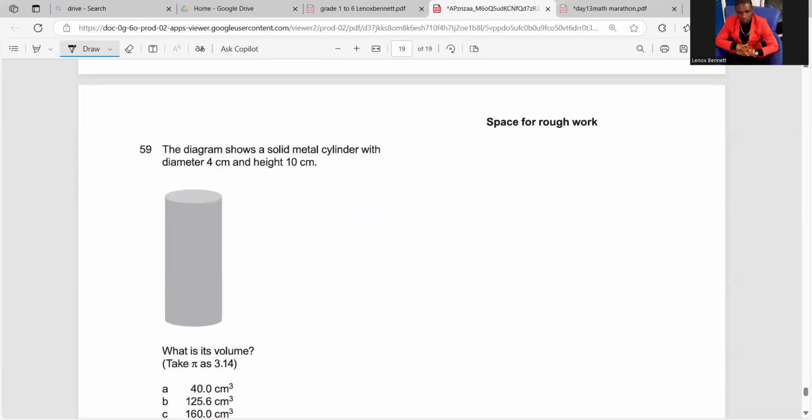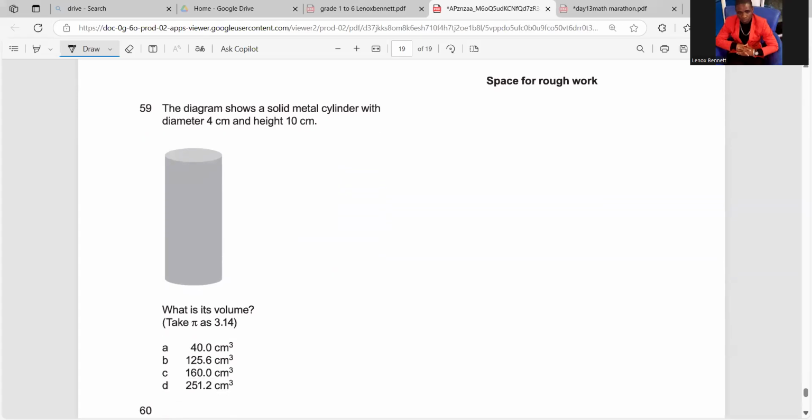All right. The diagram shows a solid metal cylinder with diameter 4 centimeters and height 10 centimeters. What is the volume? Now, we would have done cylinders this year. Any volume, it's the area of the base times the height, right? So we'd have done that. What's the answer for that? Pi. And I said take pi to be 3.14.